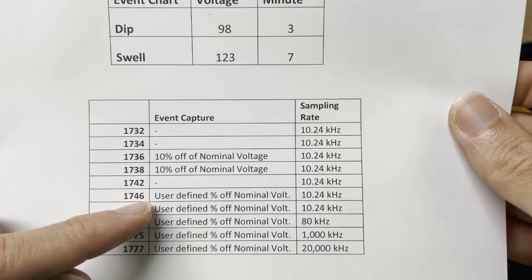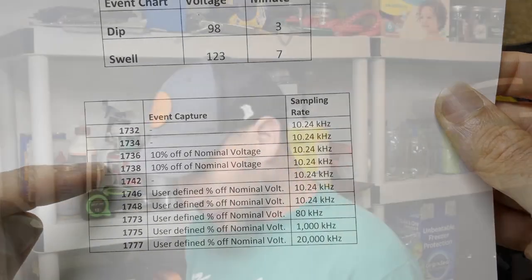You will notice over here that for event capture with the 1730 series, it is fixed at 10% outside of nominal voltage. So whatever your nominal voltage is, that's what you're going to capture events 10% outside of. If you had two of these set up with different nominal voltages, you're going to capture different events, because it's all based on that nominal voltage. The other thing is, if you had a really sensitive piece of equipment and you needed really tight tolerances for your events, you can't do that with the 1730 series. You have to use 10% outside of nominal.